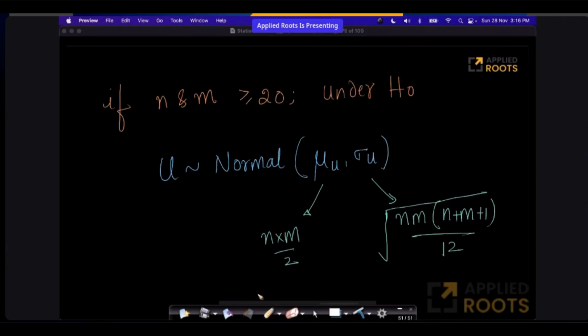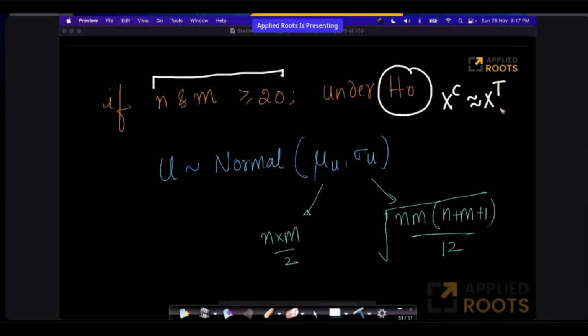Now, here is one of the great ideas. If m and n are greater than 20, under null hypothesis, what is our null hypothesis? That xc is the same as xt. Under null hypothesis, as long as the sample sizes are large enough, if the null hypothesis is true, then u is normally distributed, Gaussian distributed with some mean and variance. This mean is exactly this. Again, remember, our null hypothesis is that xc and xt have the same distribution, and the standard deviation of u is going to be this.